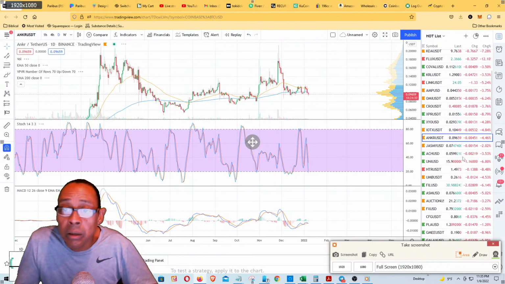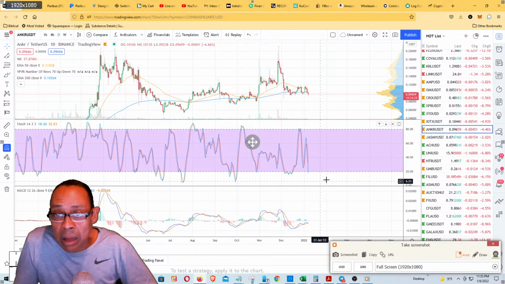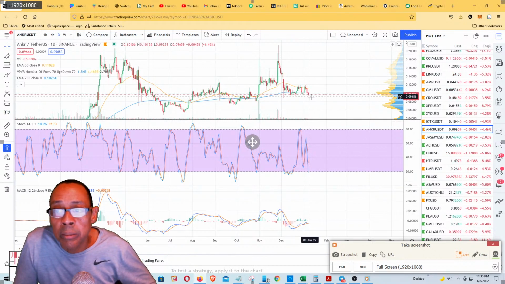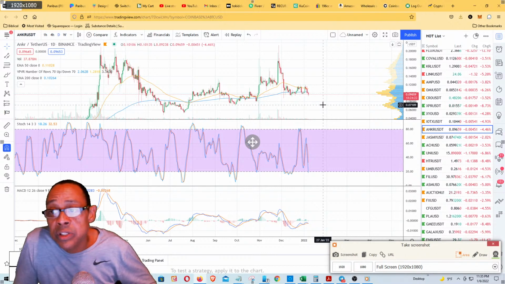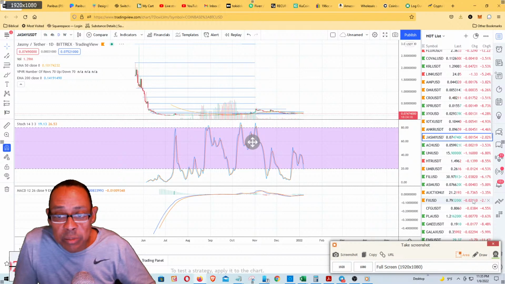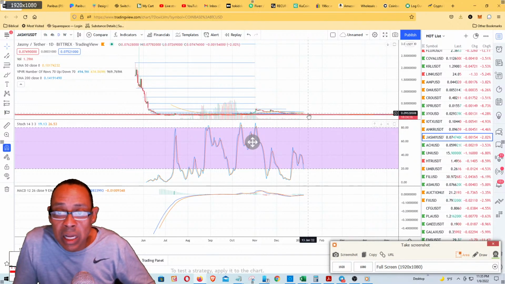And that would coincide with rounding this off on the stochastic. So here's Anchor. Same thing. It needs to dip down in here. Anchor's got a little bit. It's going to dip below. We're already below the 200 EMA line. Anchor could hit 7 cents. If it does, it's a good place to start to buy. Jasmine is looking good because it's not going to go much lower.